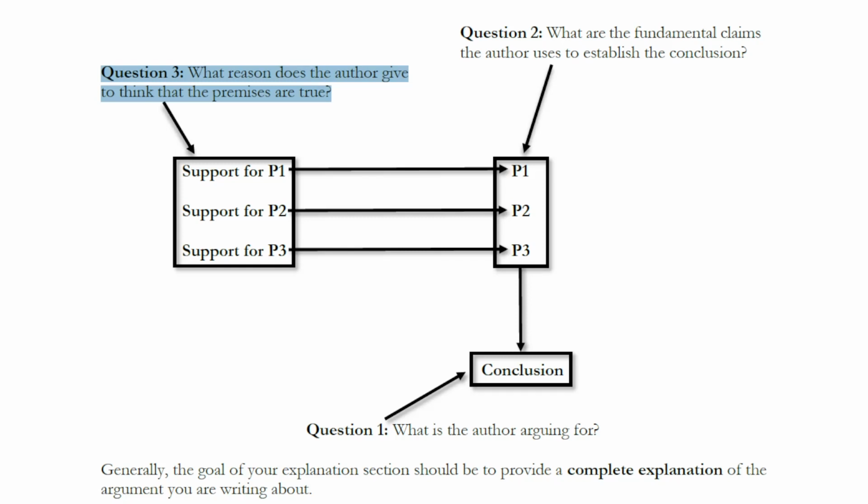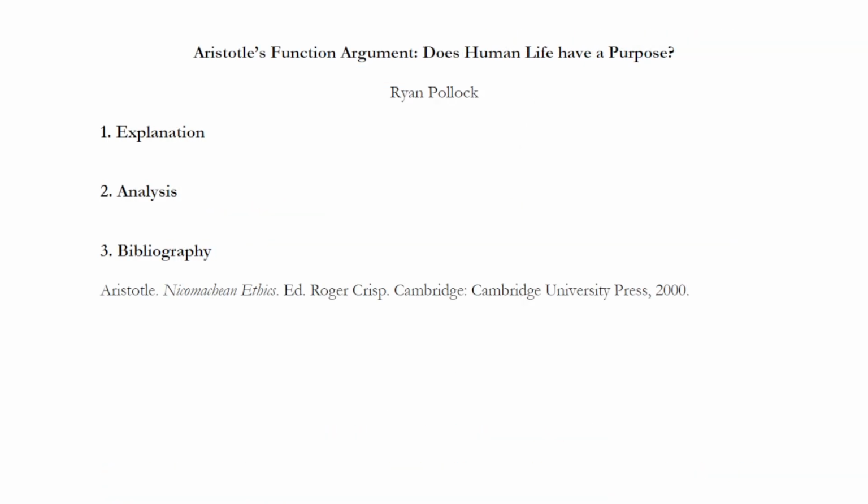This is a critical step because this is primarily where philosophical debate takes place. In many cases, philosophical debate concerns not whether the premises lead to the conclusion, but whether the premises themselves are correct or true. So it is important for your reader to understand the reasons the author has for asserting each premise of the argument. To see how you should structure your paper so that you make sure you address each of the 3 questions, let's return to the hypothetical paper I have been using as an example.